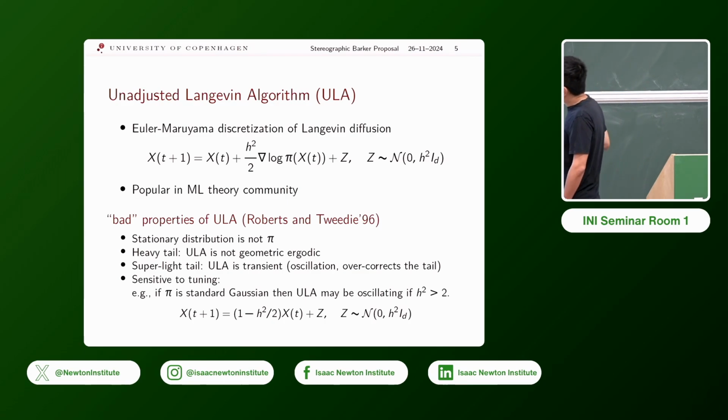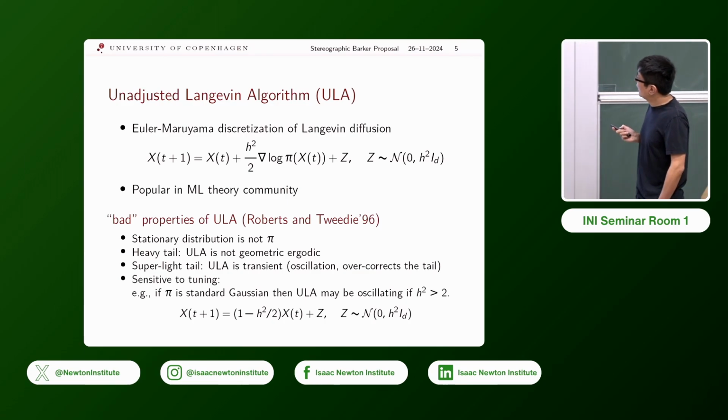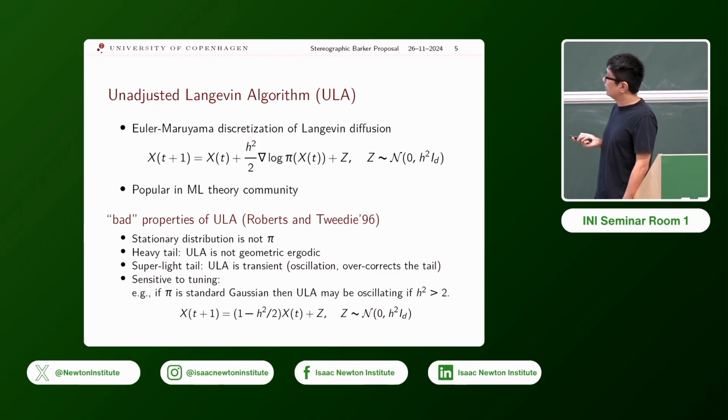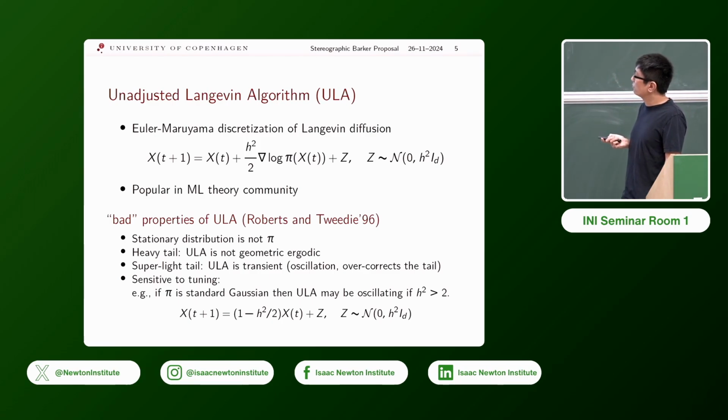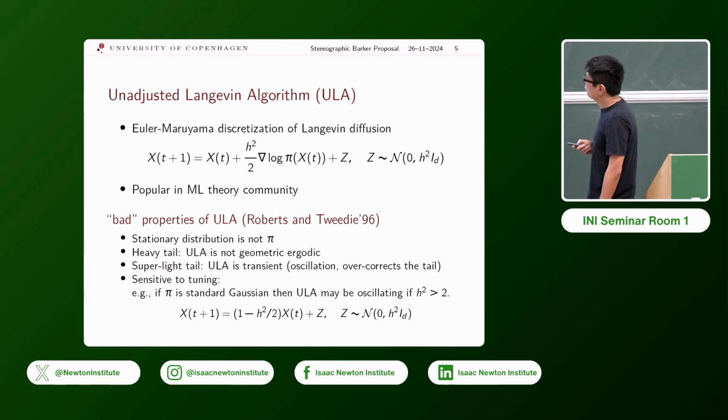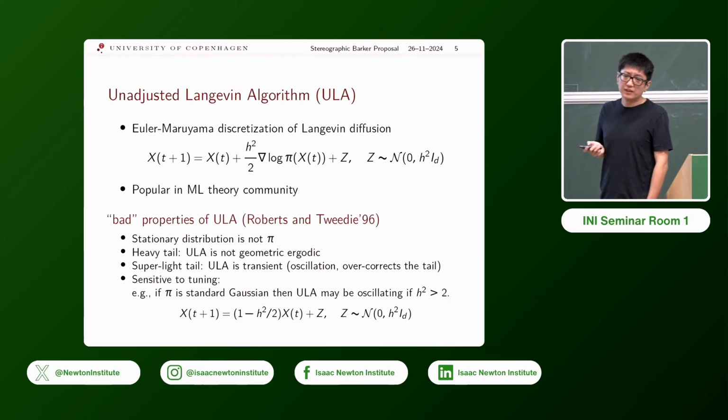And finally, this is a simple Markov chain, I only have one tuning parameter h, and it's also sensitive to tuning. For example, this is a very toy example. Suppose your target distribution is standard Gaussian, and then you run this ULA, then it will be oscillating if the step size is larger than square root of 2. But if it's smaller than square root of 2, suddenly the oscillating disappears. So hopefully by the end of this talk, we will solve all of these issues.